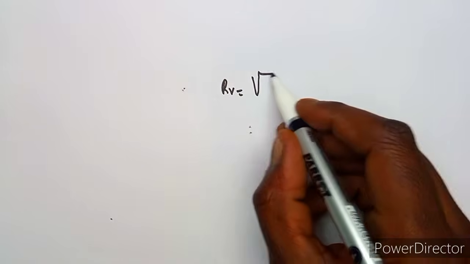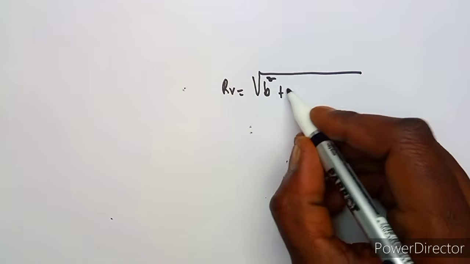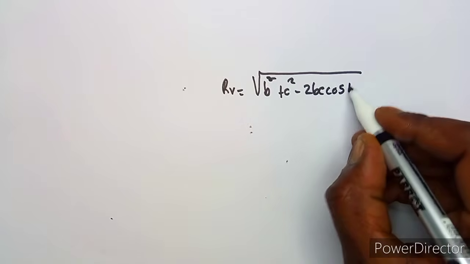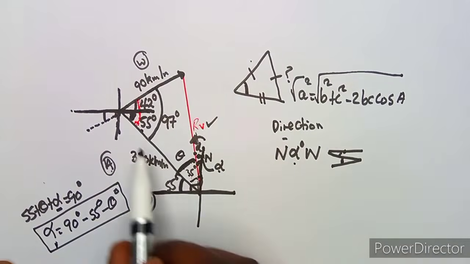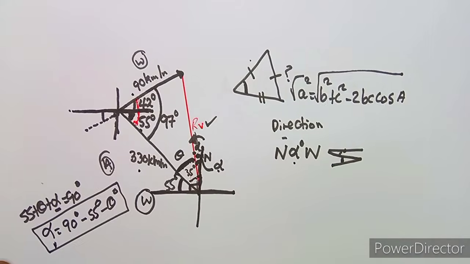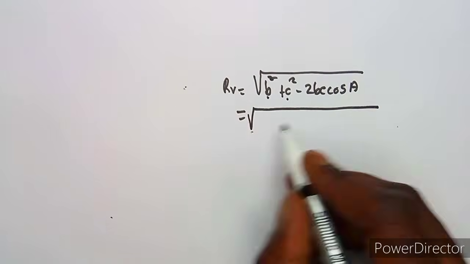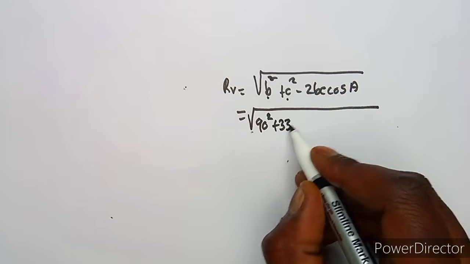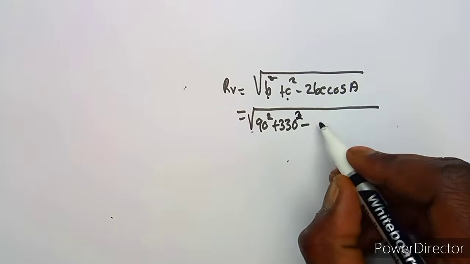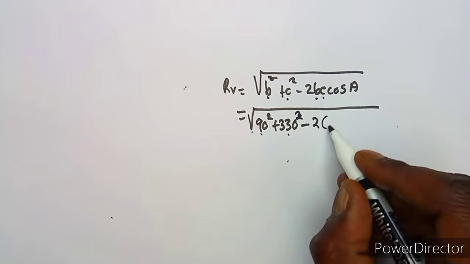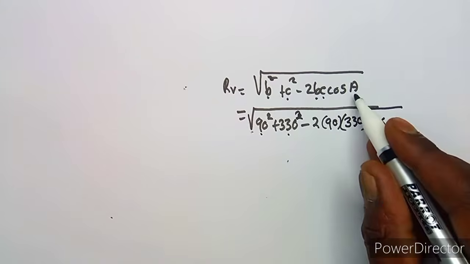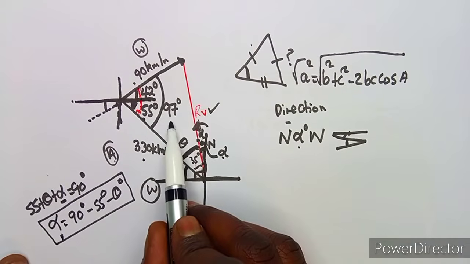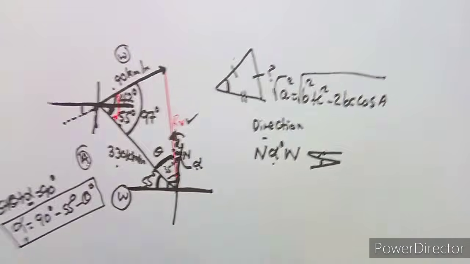All right, so that means your RV is going to be the square root of b squared plus c squared minus 2bc cos a, where b and c are the sides that are creating the angle, these two sides, which is 90 and 330. So we shall have the square root of 90 squared plus 330 squared minus 2 times b and c. As you can see, we are repeating the same sides, 90 and 330, like that. Cos of a, which is cos the angle in between those sides, and this is the angle in between, which is 97 degrees.